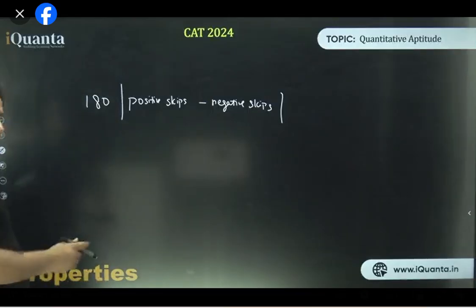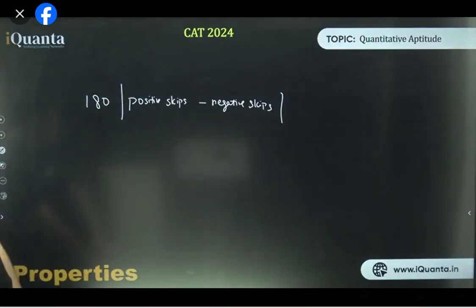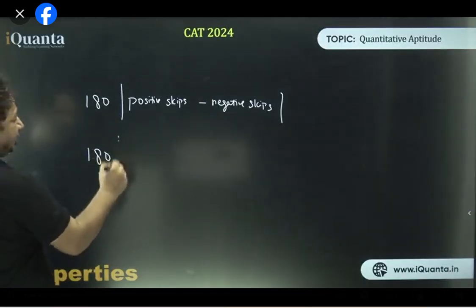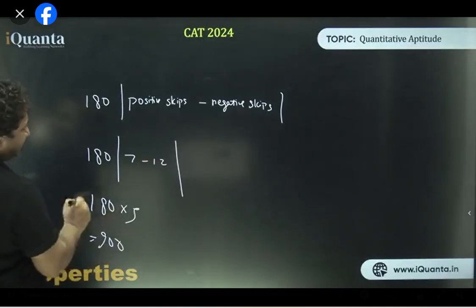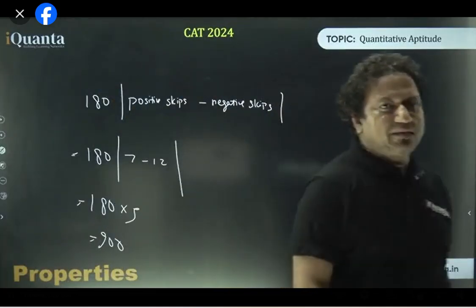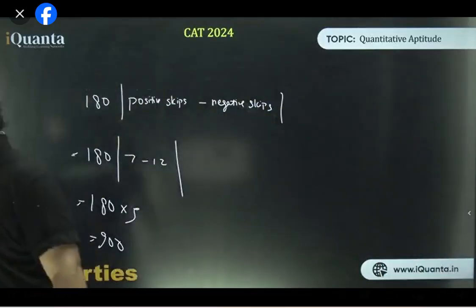Done. So, if you look at the figure, all of you saw 7 and 12. So it is 180 times mod of 7 minus 12, mod, into 5. That's the answer. So whenever you get a question like this, always look at the number of skips, find the difference, multiply by 180, and you are good to go.